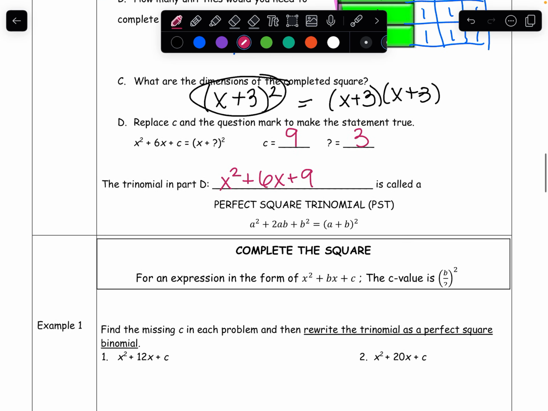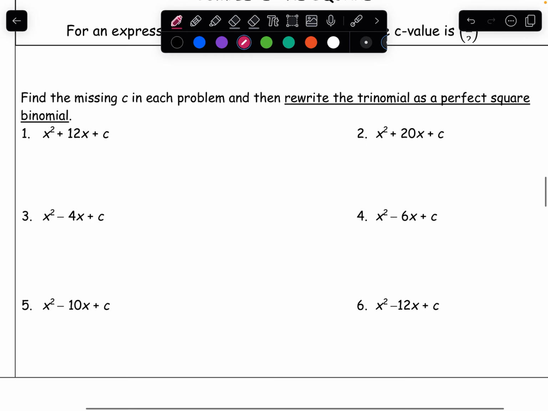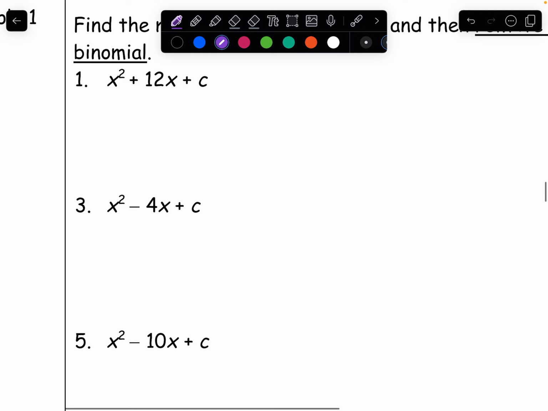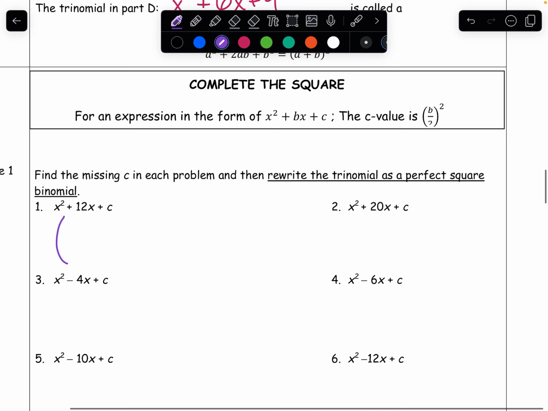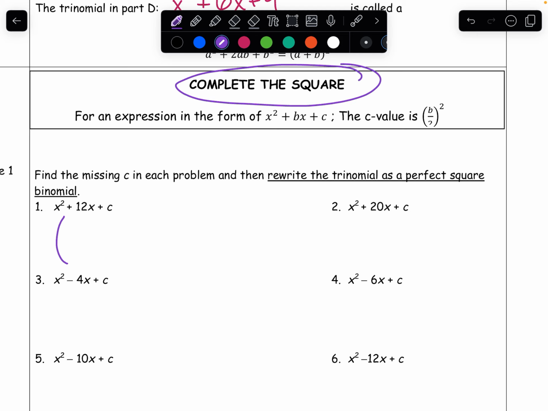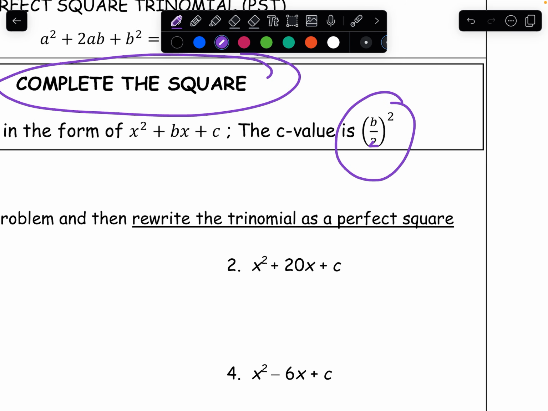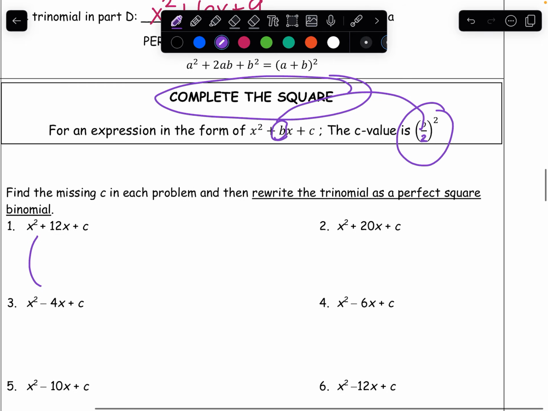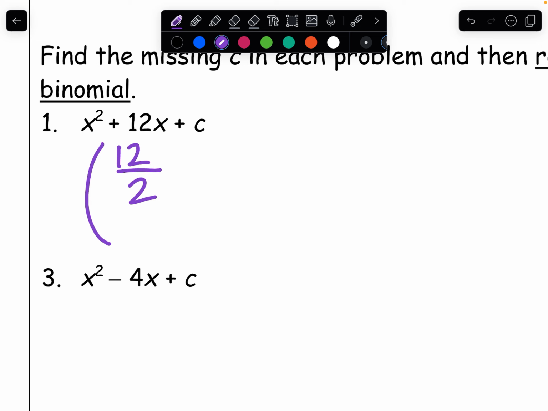Okay, so completing the square, what you're going to do is find the missing c term in each problem. So I'm going to do the odds first. So what we do is, oh, I totally missed a whole piece of this, sorry. To complete the square, there is actually a formula where it is b divided by 2 squared. Kind of got mixed up. So what we do is we take the b term and we divide it by 2 and then square it. So what that means is we take 12, divide it by 2, and square it.